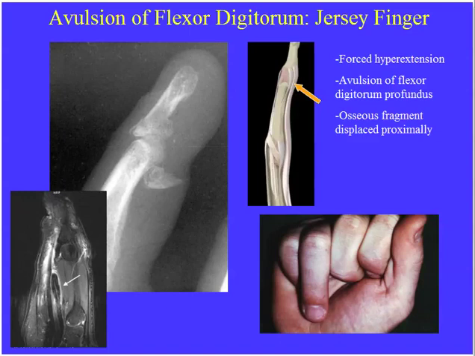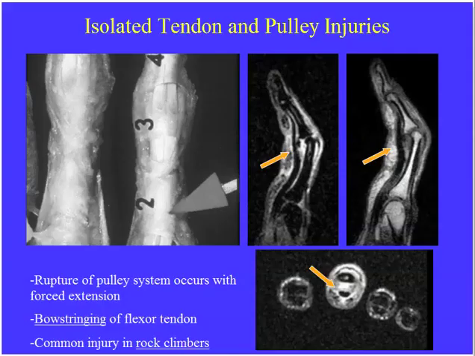And then finally, isolated tendon pulley injuries. We may see disruption of the pulley. This is a rock climber injury. And in this case, the flexor tendon pulleys have disrupted.